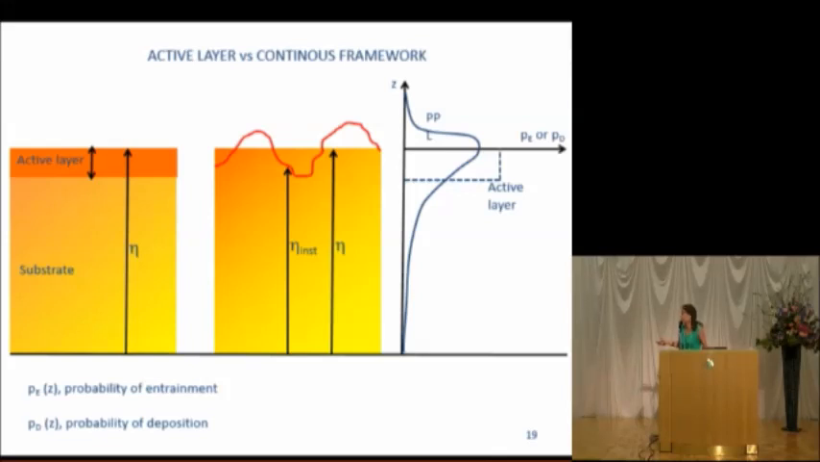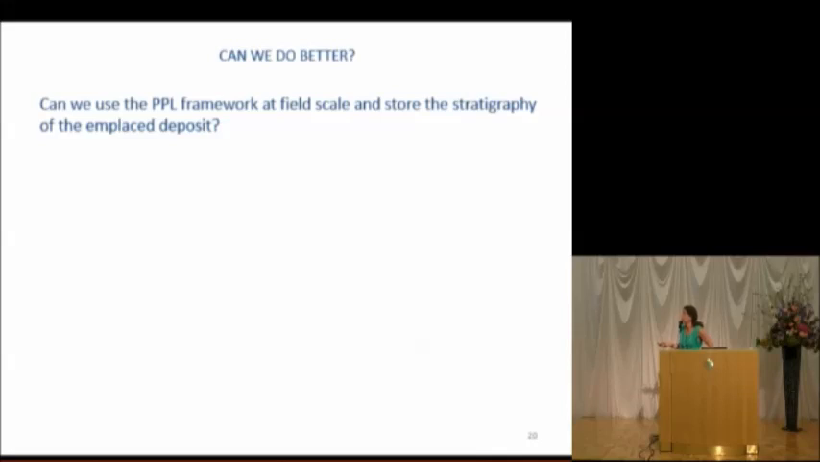So in theory, we have continuous functions that describe the probabilities that particles are entrained in transport or deposited into the channel bed. Thus, this framework has the potential to model the internal structure of deposits, infiltration of fine material, dispersal of contaminants, and all these things that we cannot properly model with active layer-based models. So we can go back now to our "can we do better" and rephrase our initial questions in these terms. Can we use the probabilistic framework of Parker, Paola, Leclair at field scale to store stratigraphy of an alluvial deposit?